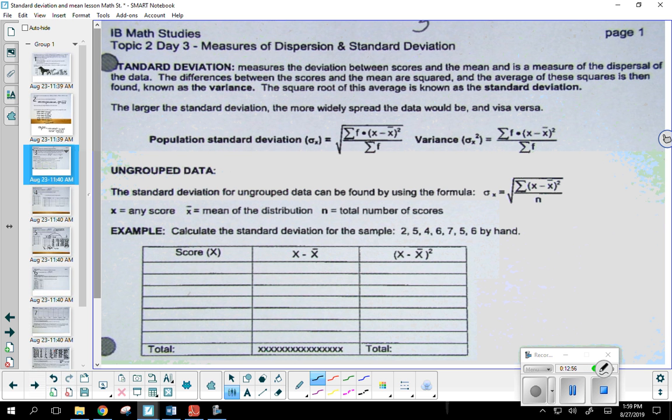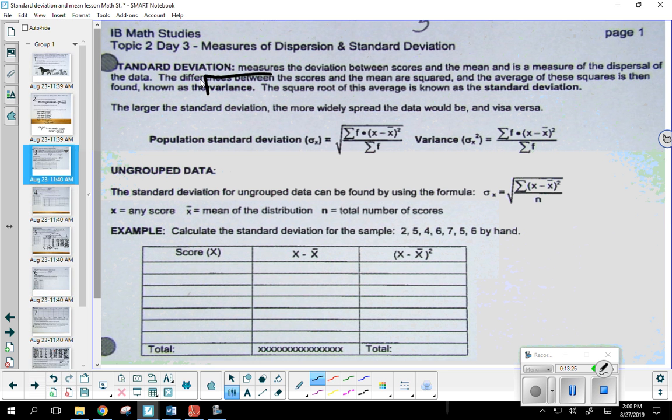Okay. So let's take a look at what we have here. So I gave you an example to kind of give you an idea of what standard deviation represents. And now let's actually go ahead and start the lesson. It measures the deviation between scores and the mean, and is a measure of the dispersal of the data. Okay, it's just a descriptor. The difference between the scores and the mean are squared, and the average of these squares is then found, known as the variance. The square root of the average, this variance, is what's known as standard deviation.